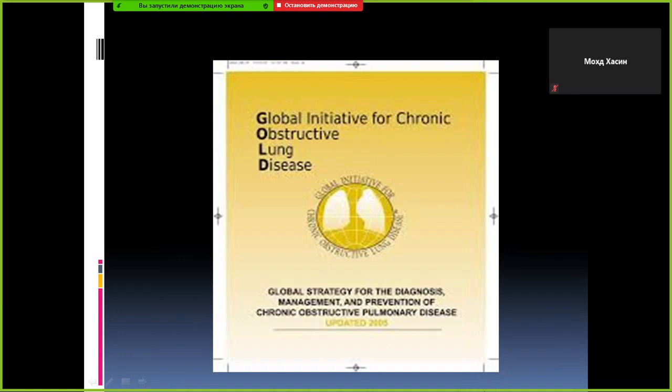If you want to know more about chronic obstructive lung disease, you may use these guidelines, GOLD guidelines, Global Initiative for Chronic Obstructive Lung Disease. It is also updated each year. So if you want to know more, you may use these guidelines.